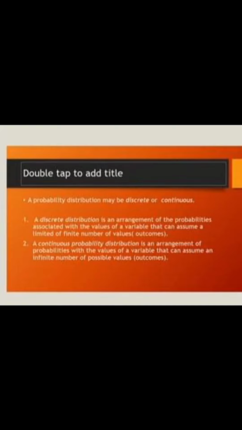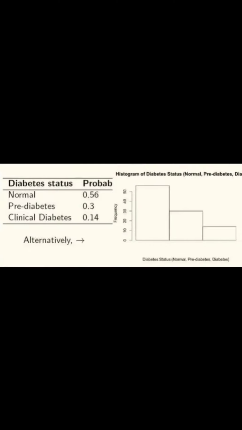A probability distribution may be discrete or continuous. A discrete distribution is an arrangement of the probabilities associated with the values of a variable that can assume a limited or finite number of values. A discrete distribution can be shown as a frequency table or histogram.